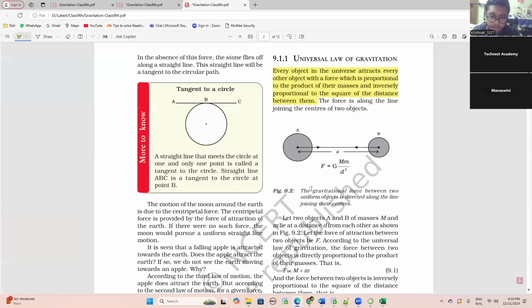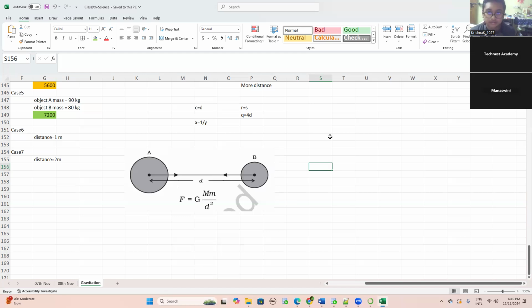Okay, so the gravitational force between two objects is directed along the line joining their centers. This is a very, very important point. If someone asks you what is the line of action along which the gravitational force is acting between these two objects, you have to tell them: the line joining their centers. So the gravitational force will act along the line which is joining their centers. Is that point VIP, sir? This is a very, very important point. VIP point. Correct. Okay, sir, got it. Just give me 1 minute here.